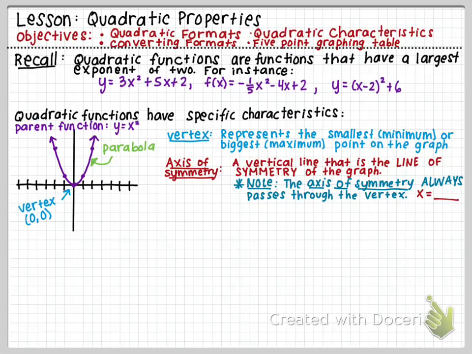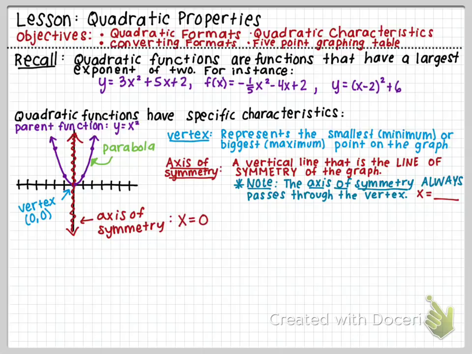So look at our vertex, look at the graph. Look where I'm going to draw the axis of symmetry. It's right in the middle. That axis of symmetry divides the graph perfectly in half, right? It's equal on both sides. So you can fold that parabola over and the parabola on the right side would match the parabola on the left side if you folded it over on the axis of symmetry. It divides the graph in half.